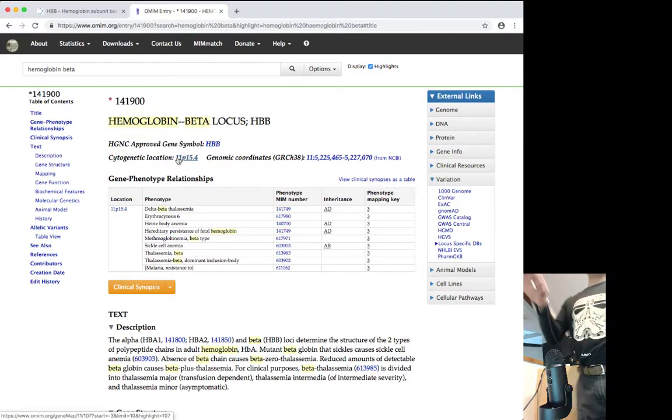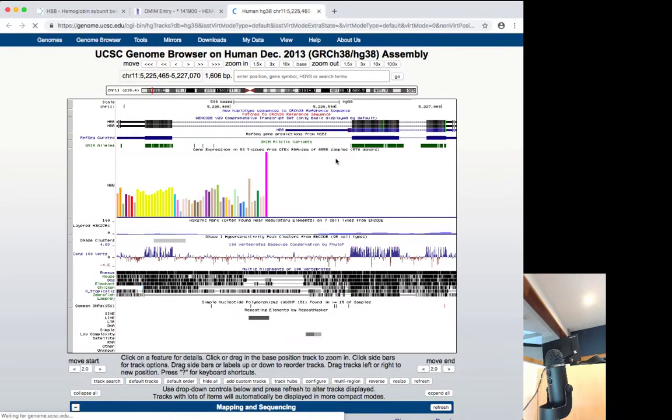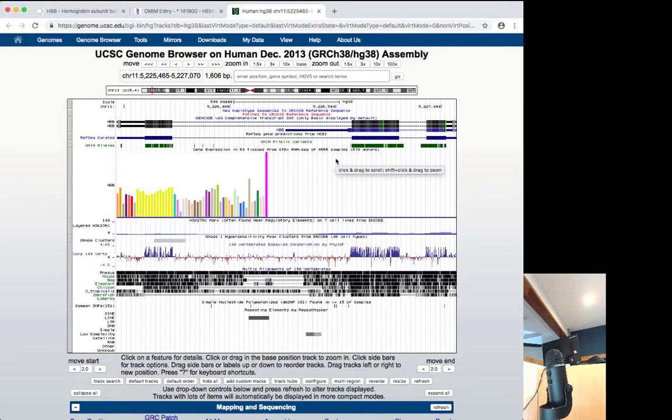I'm going to click there because that is going to take us to the next database we're going to talk about. And this one is a specific version of that database. This is part of the NCBI.